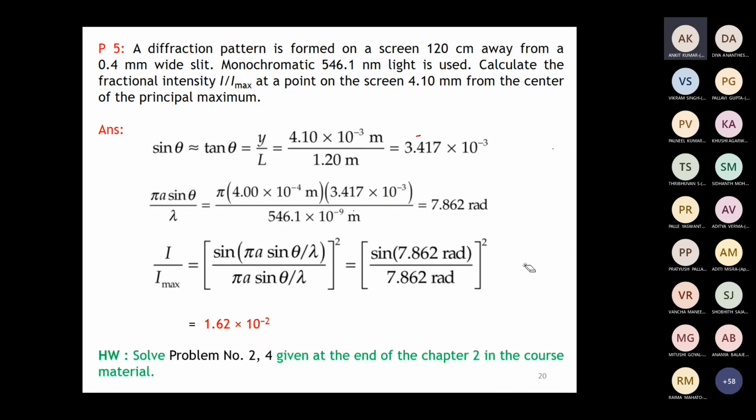You get 7.862 radians. So you substitute the same, you will get 1.62 into 10 raised to minus 2. So while calculating, choose appropriate modes in the calculator. The degree mode or radian mode should be chosen carefully. Otherwise, most of you will get some other answer here. Am I right?